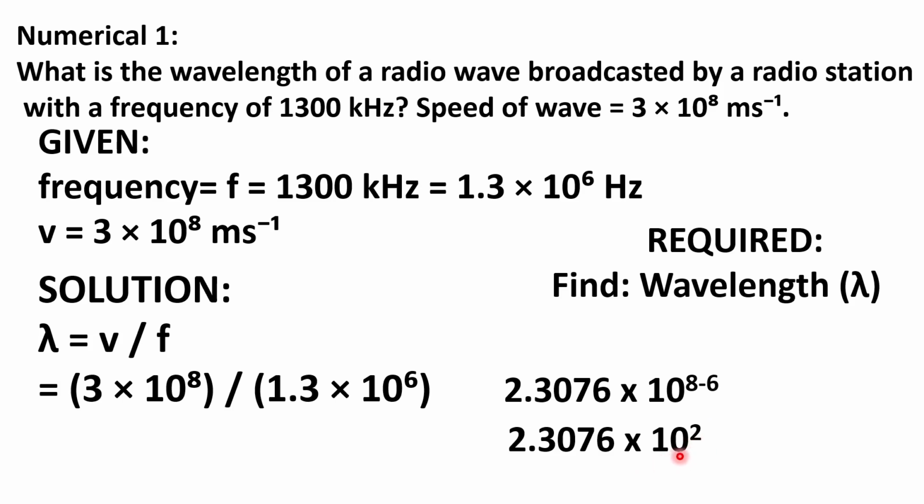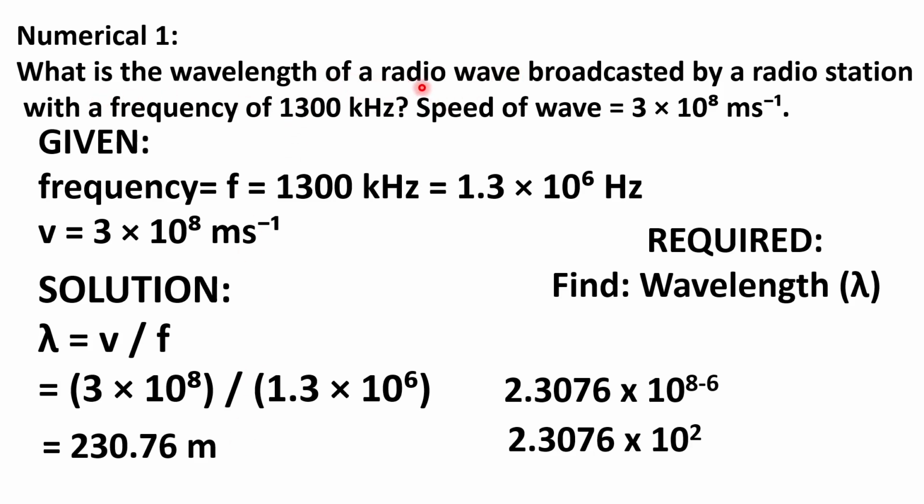So this 10^2 means that we will shift this decimal point 2 times here. So it will shift 1 time and 2 times. So this will become 230 when we remove this 10^2, or you can also say that 10^2 is equal to 100. So we will multiply this value with 100. So we will get 230.76 meter, and this is the wavelength of the required radio wave.